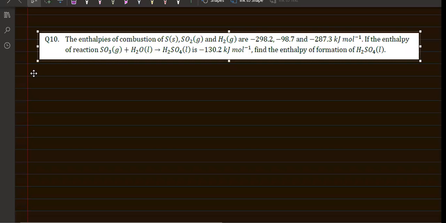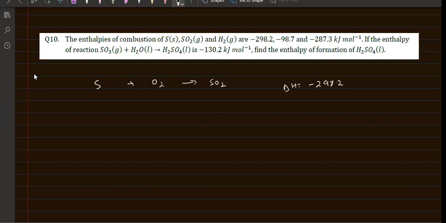Now in this problem, enthalpy of combustion of S, SO2, H2 are given, right? So what we have to do first is write down the reaction. So S plus O2 gives SO2. That's your first reaction, and delta H is already given, which is equal to minus 298.2.